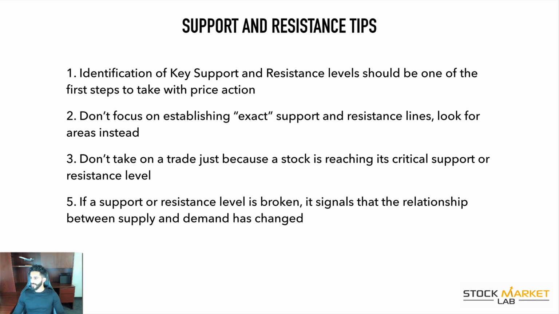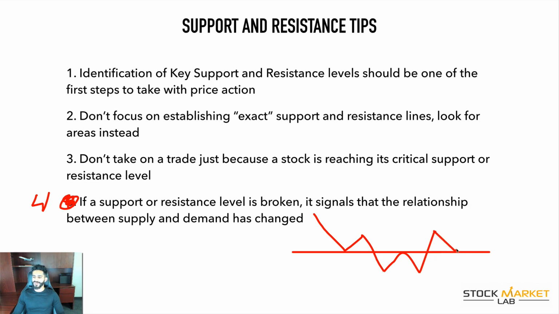Next, it's supposed to be number 4, but okay, whatever. Just ignore that typo. If a support or resistance level is broken, it signals that the relationship between supply and demand has changed. So if this is support and that support gets broken, that is now resistance. If that's resistance and that resistance level gets broken, that resistance point is now support.